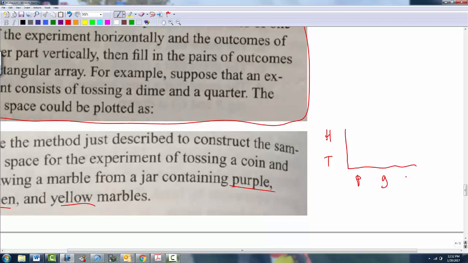Was it green? And then yellow? Just wanted to go in order that they were listed. And then what's the probability of you, when you do both, getting certain things?